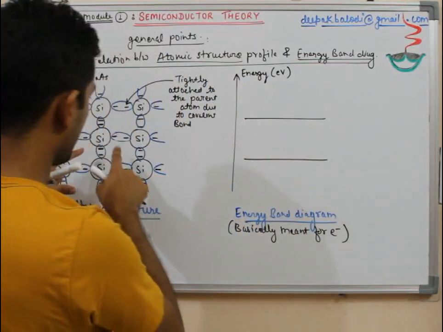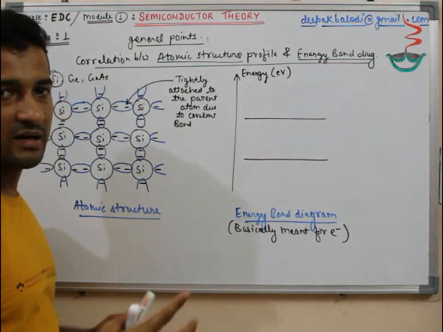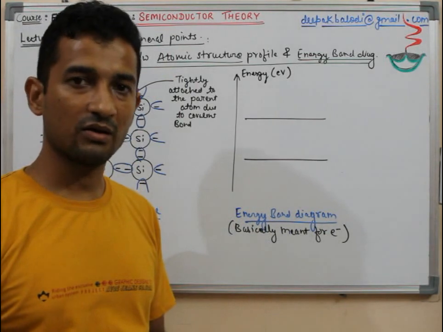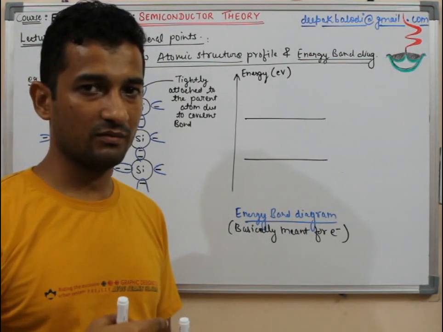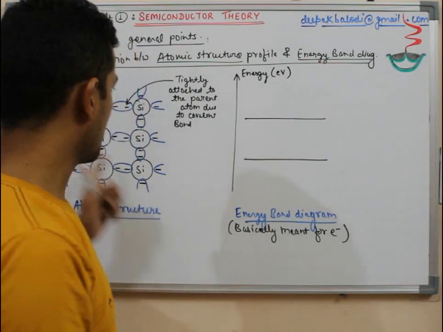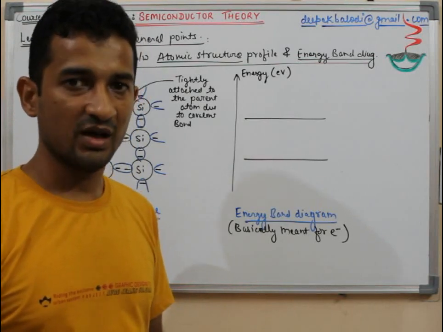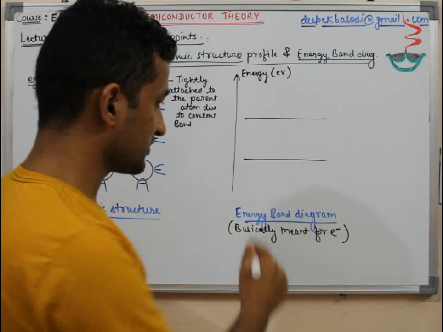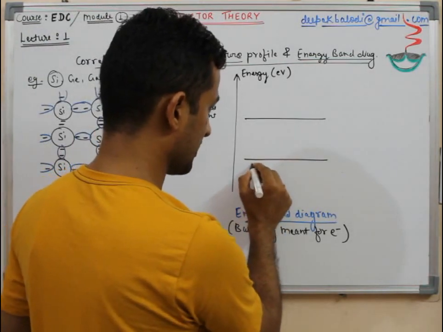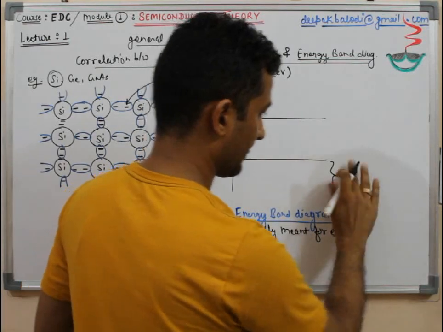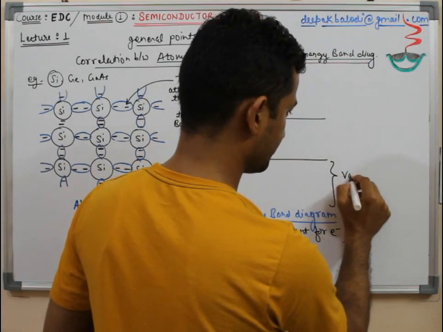So we can say that all these electrons which are tightly bound with their parent atom are valence electrons. They cannot move freely, so they cannot conduct current, they cannot transport charge. Therefore they are called valence electrons, and their energies are shown in this band. So this is called the valence band.